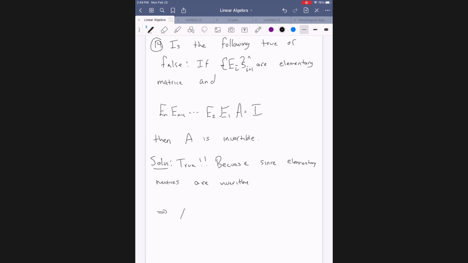That implies that A equals E1 inverse all the way to En inverse. Now, are the inverses of elementary matrices again invertible? Yeah, because you just go backwards. So since the product of invertible matrices is again invertible, that implies that A is invertible.